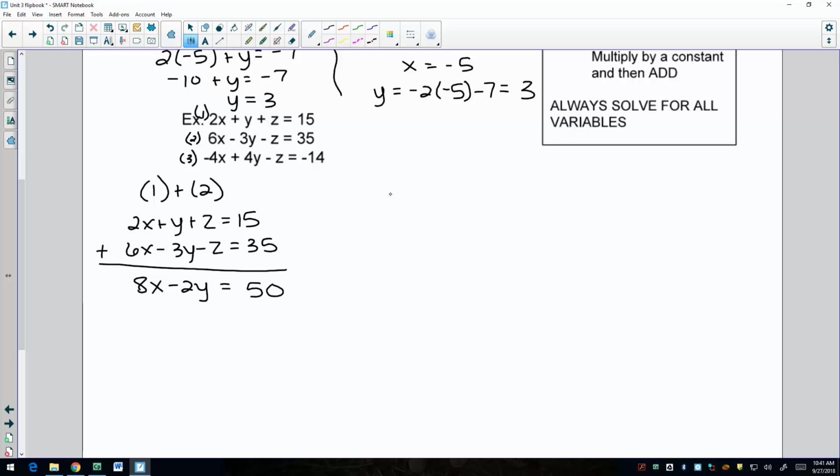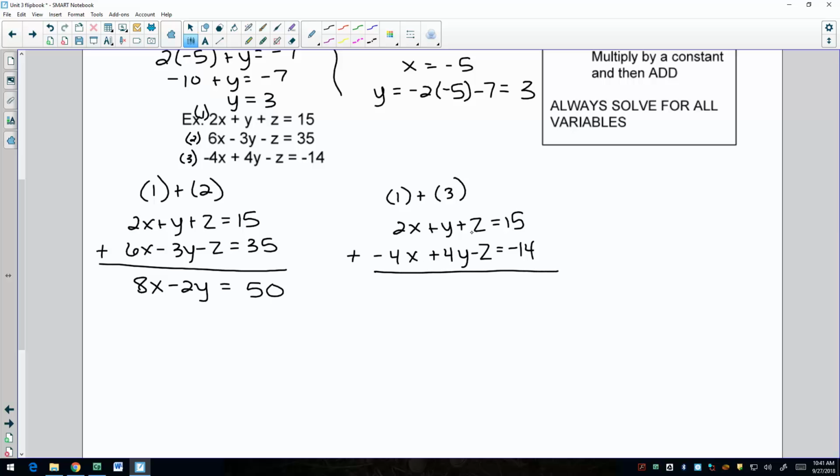Now I'm going to add together 1 plus 3. So I'm going to rewrite 1 again: 2x plus y plus z equals 15. And 3 says negative 4x plus 4y minus z equals negative 14. Again, I don't have to multiply any equation by anything, because the z's are going to go away right away when I add them together. So this is negative 2x plus 5y equals 1.